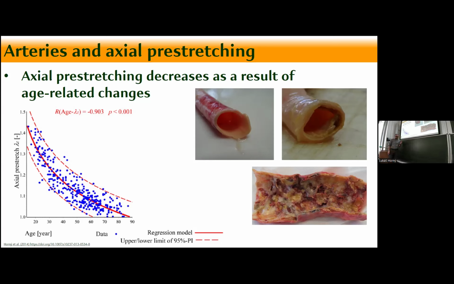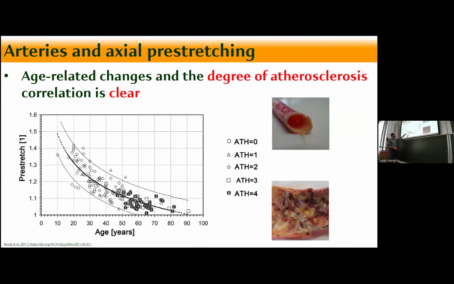So one could have the hypothesis that the cause of this decrease is atherosclerosis. However, there is a clear correlation between atherosclerosis and age. Again, the data show axial prestretch measured in autopsy, and every point indicates the degree of atherosclerosis from 0, which is negligible atherosclerosis, to 4, which is the most advanced plaque, and you see that it clearly correlates with age.